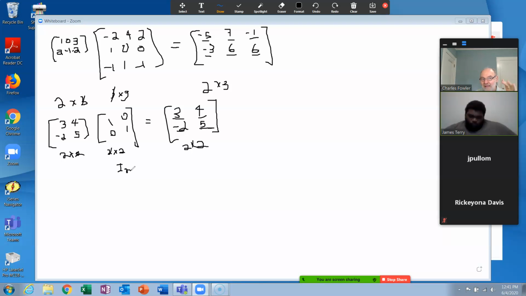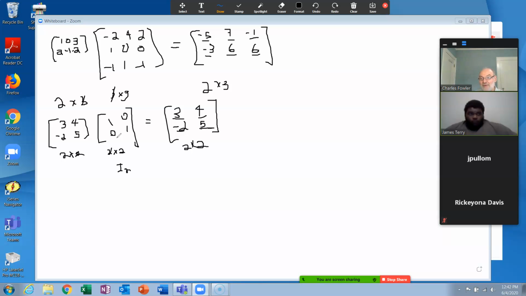Now let me tell you what an identity matrix always looks like. It's always square. Can't be rectangular. And always, the main diagonal from upper left to lower right, every one of those entries has to be a 1. Every other entry that's not on that main diagonal has to be a 0. So it's made up strictly of zeros and ones. That's what the identity matrix is.